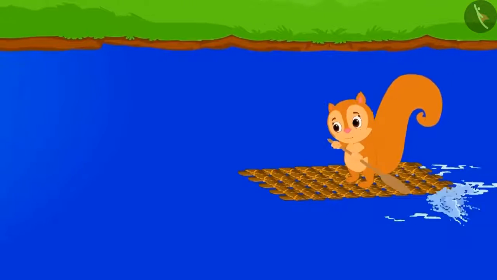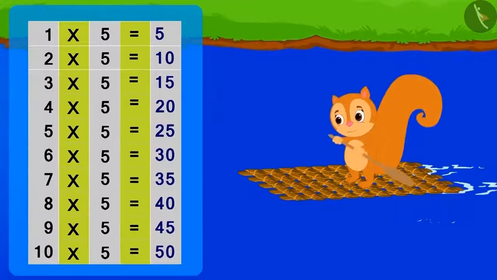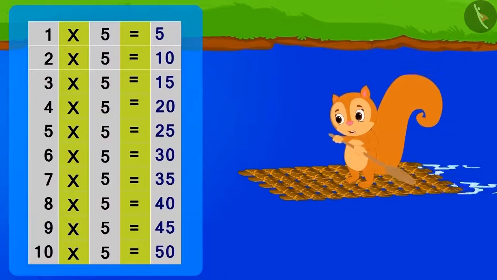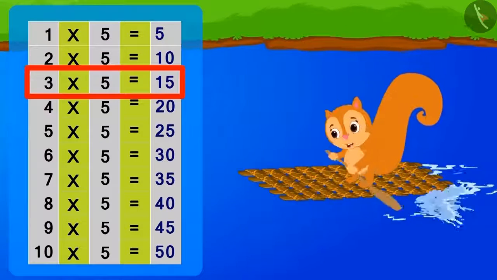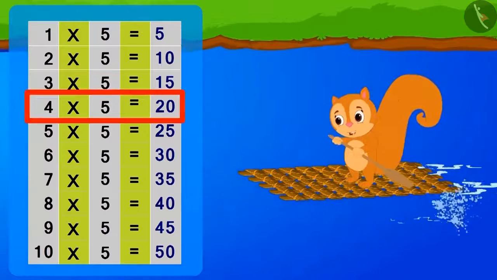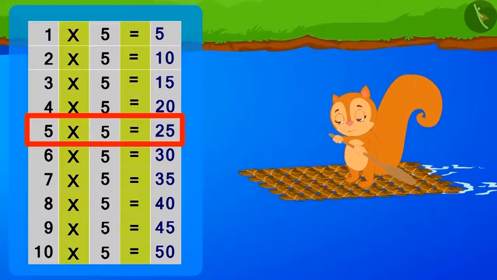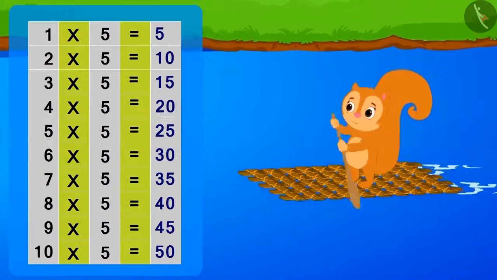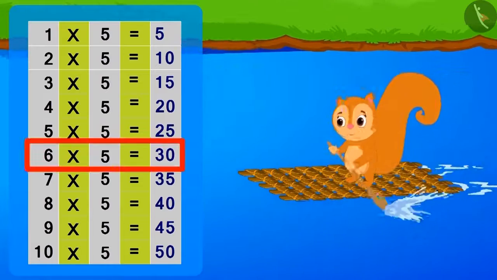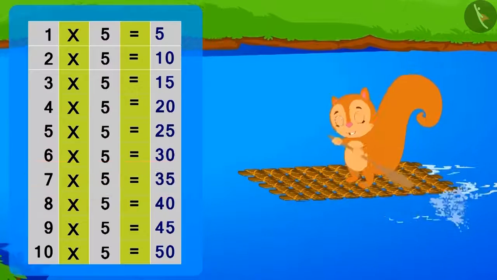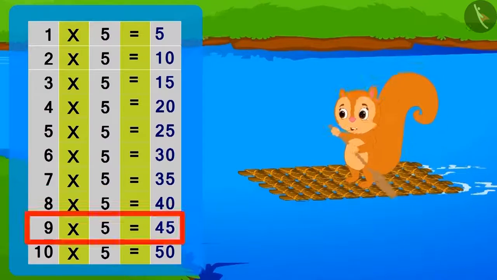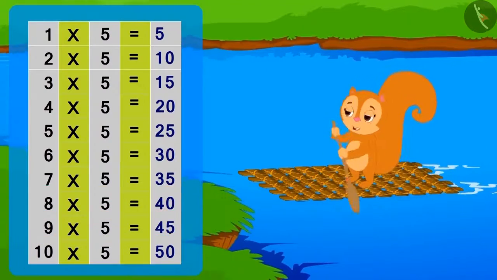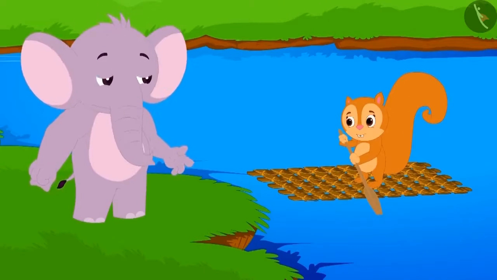Chanda was humming the table of 5 while sailing in her boat. 5 ones are 5, 5 twos are 10, 5 threes are 15, 5 fours are 20, 5 fives are 25, 5 sixes are 30, 5 sevens are 35, 5 eights are 40, 5 nines are 45, 5 tens are 50. Appu saw her sailing in her boat on the river.